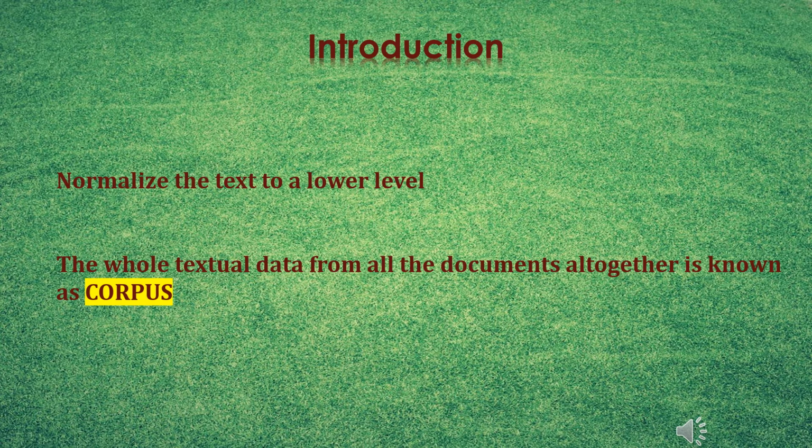In text normalization, we undergo several steps to normalize the text to a lower level. Before we begin, we need to understand that in this section, we will be working on a collection of written text and oral text. That is, we'll be working on text from multiple documents, and the term used for the whole textual data from all the documents altogether is known as corpus. So in this section, we try to understand the text normalization steps.